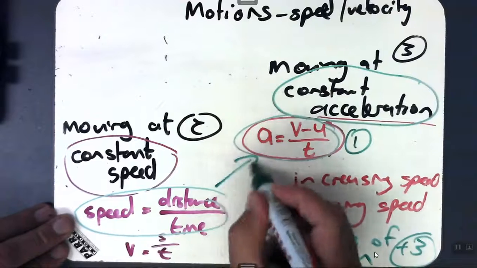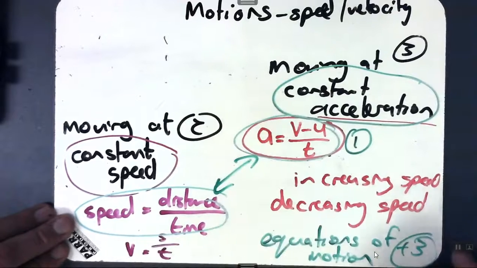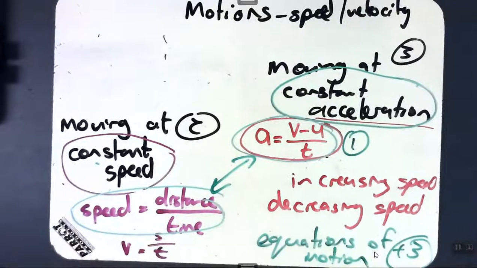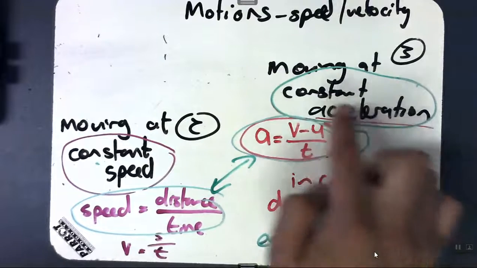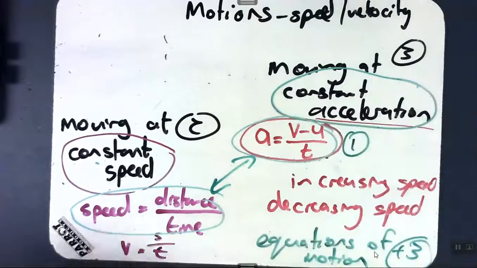So these are the two options that you must always ask yourself. Is it traveling at constant speed, or is it traveling at constant acceleration? Is it increasing or decreasing its speed? Then we use this. If it's constant speed, we use that.